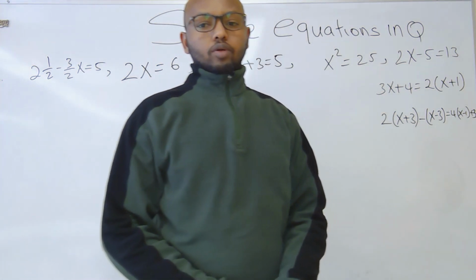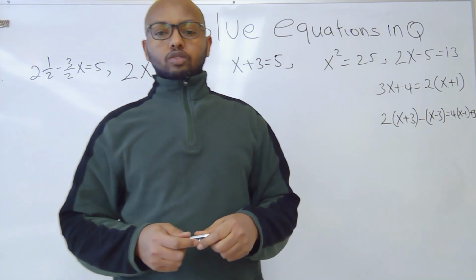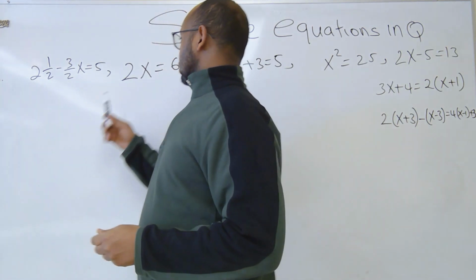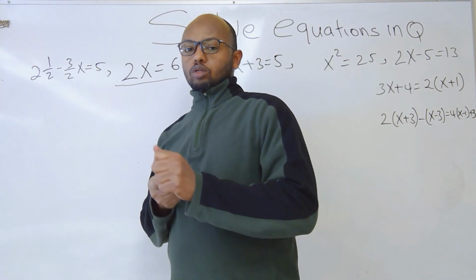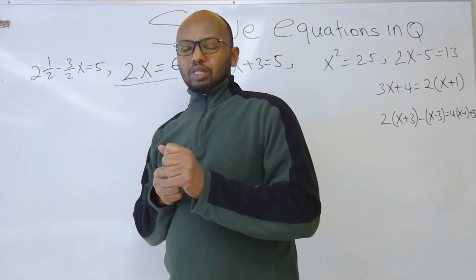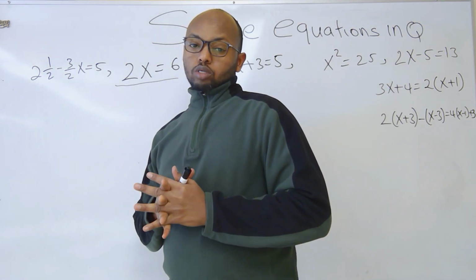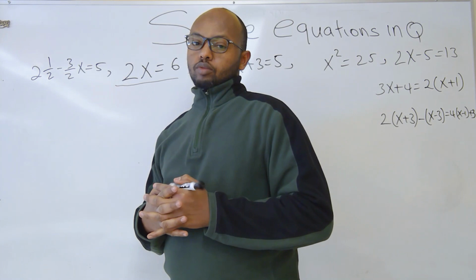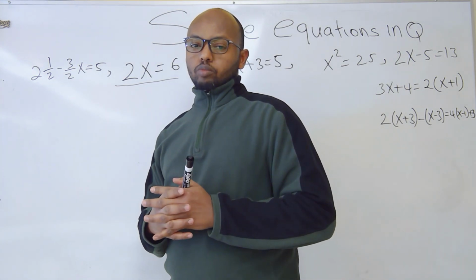Solve the equation in the rational numbers, Q. Q is a rational number. So how do we solve? We start from the basics of algebra. How do we solve the equation? If I start with this one, we have 2x equals 6. That means 2 times a number gives me 6, or what number, if I multiply by 2, the answer will be 6.